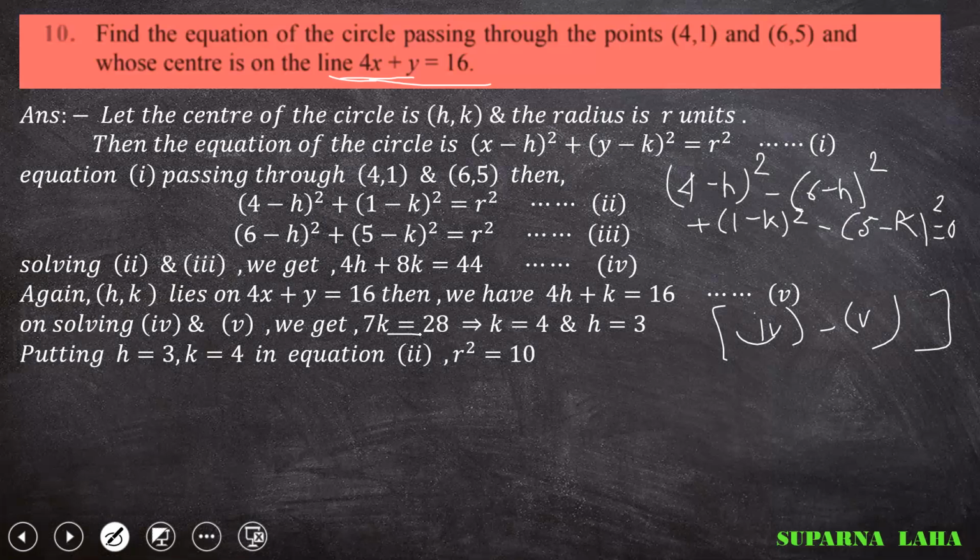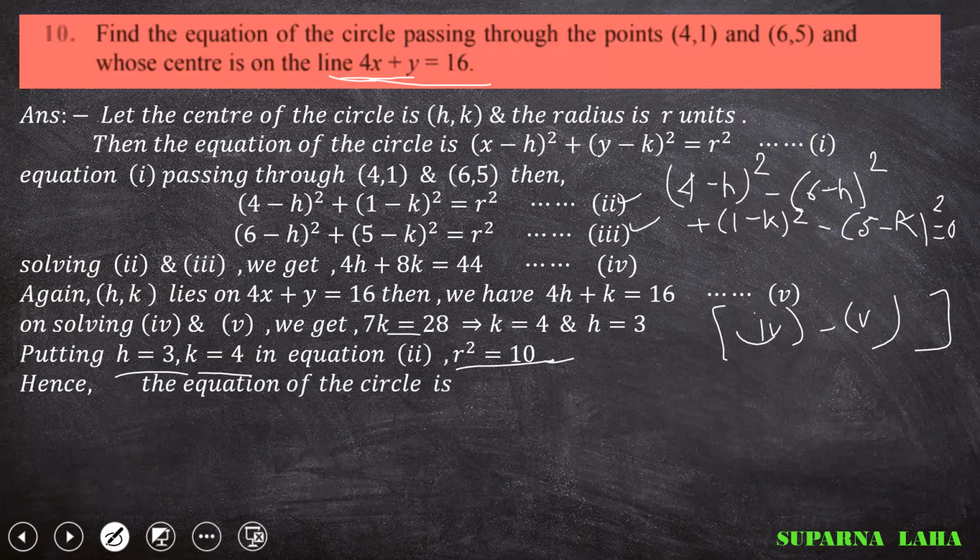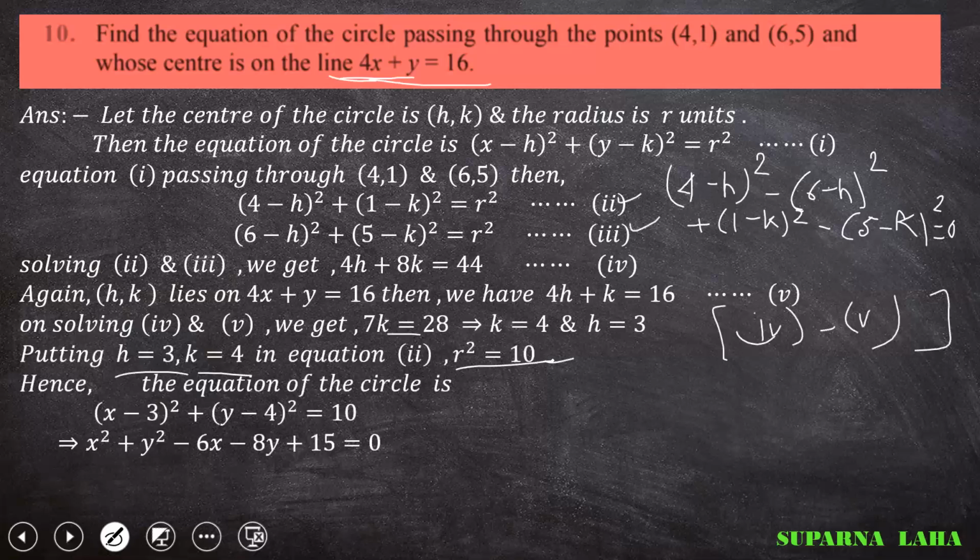So if I put these into equation 1, 2, or 3, in any equation, you will find the value of r square, that is the radius square, is equal to 10. You have the values of h, k and r square. So put them into equation 1. So x minus 3 the whole square plus y minus 4 the whole square is equal to 10. Now break the square. So you will find x square plus y square minus 6x minus 8y plus 15 equals to 0.